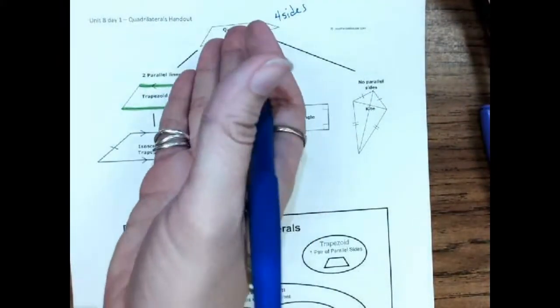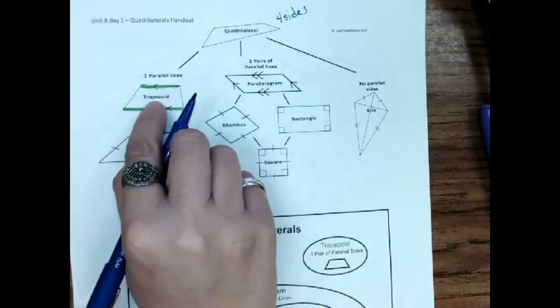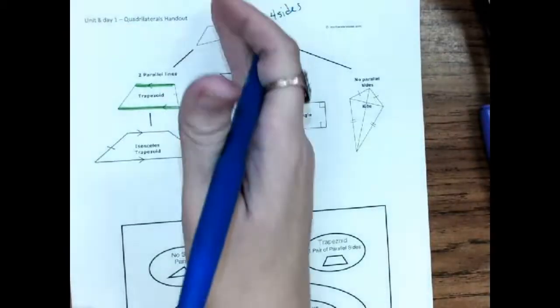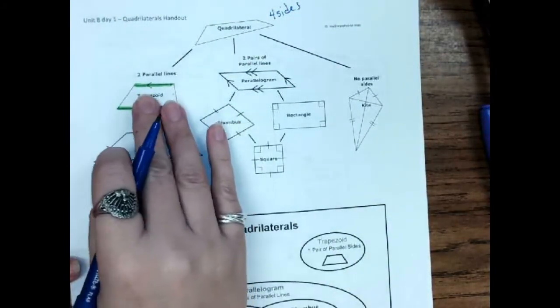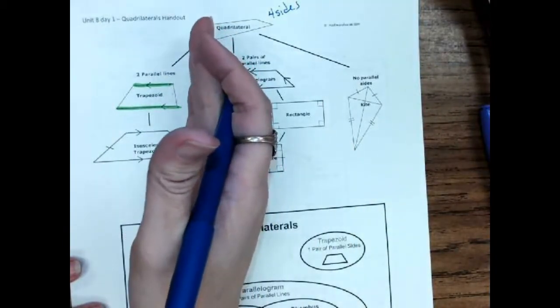So our quadrilaterals, if just 1 set is parallel, then these sides are parallel and these are trapezoids here. Notice these are completely separate from parallelograms. A trapezoid can never be a parallelogram. These are completely separate on 2 different parts of this figure.